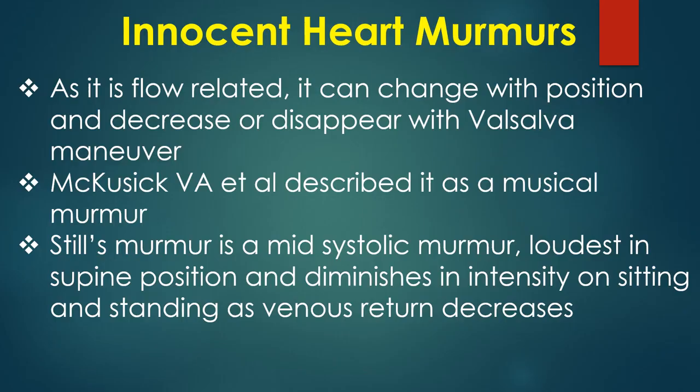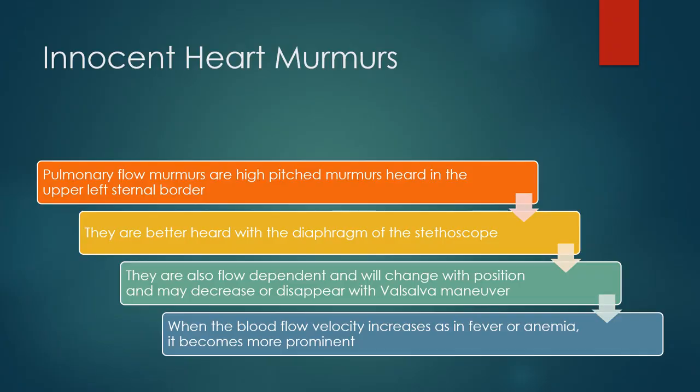Still's murmur is a mid-systolic murmur, loudest in supine position and diminishes in intensity on sitting up and standing as venous return decreases. Pulmonary flow murmurs are high-pitched murmurs heard in the upper left sternal border. They are better heard with the diaphragm of the stethoscope. They are also flow dependent and will change with position and may decrease or disappear with Valsalva maneuver. When the blood flow velocity increases, as in fever or anemia, it becomes more prominent.